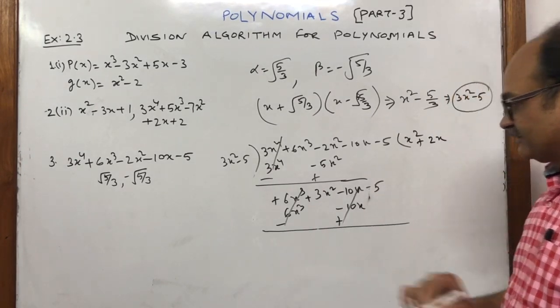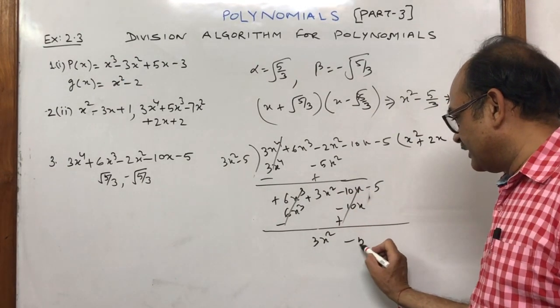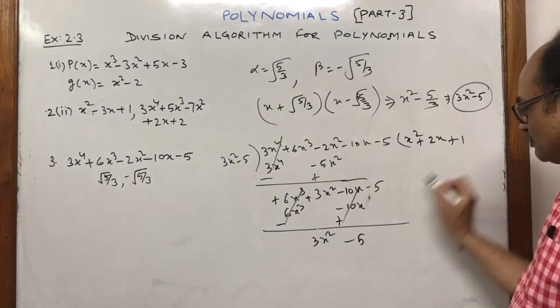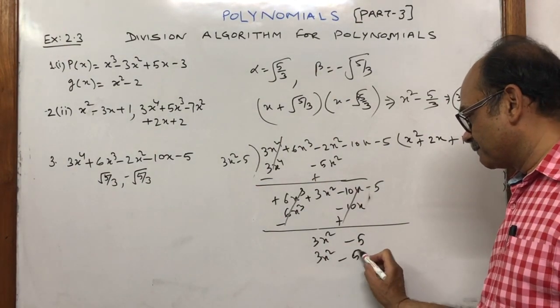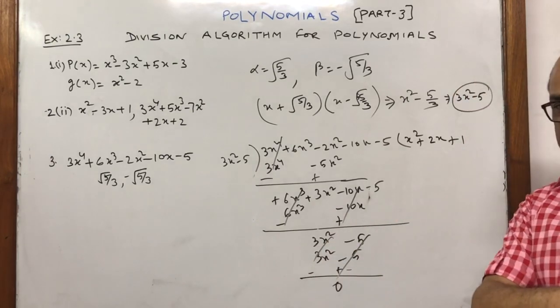What are we getting? Like this. Copy 3x square and minus 5. It is already 3x square minus 5. How many times? One time. And we are getting remainder as 0.